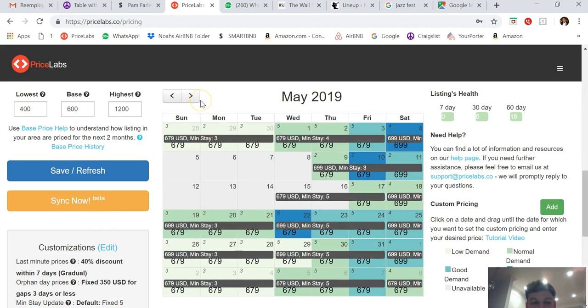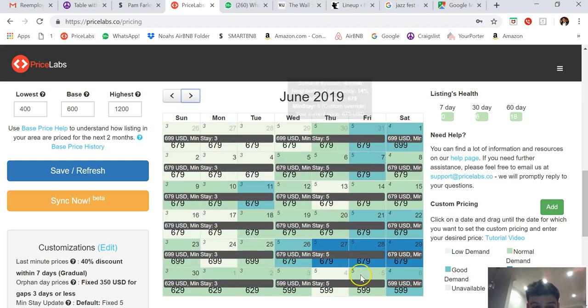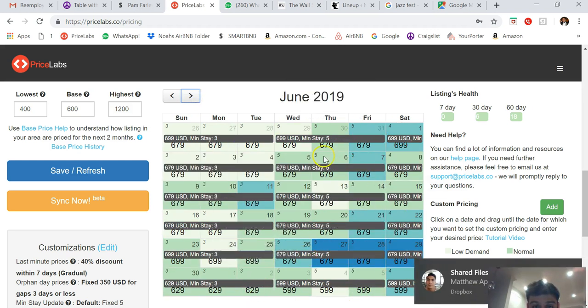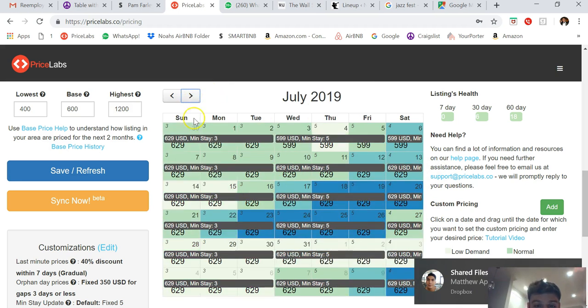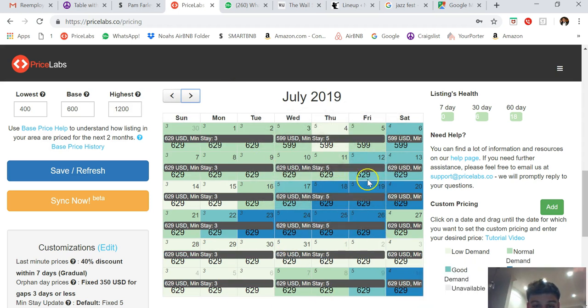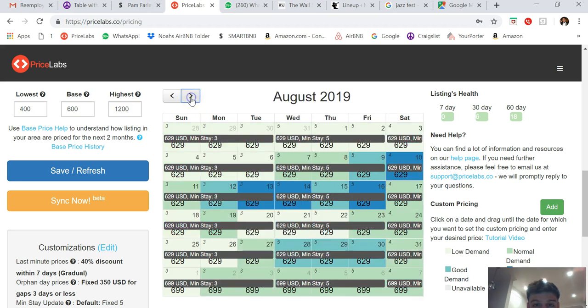Let's take a quick look at June. While I'm in the listing, I always like to take a quick look, make sure it's all good. This can probably all change to $6.99. June's a very strong month. May, June, September, October are the strongest months. July can probably get, well, it's not getting booked, so we'll leave it as is. At $6.29, it's still pretty good.